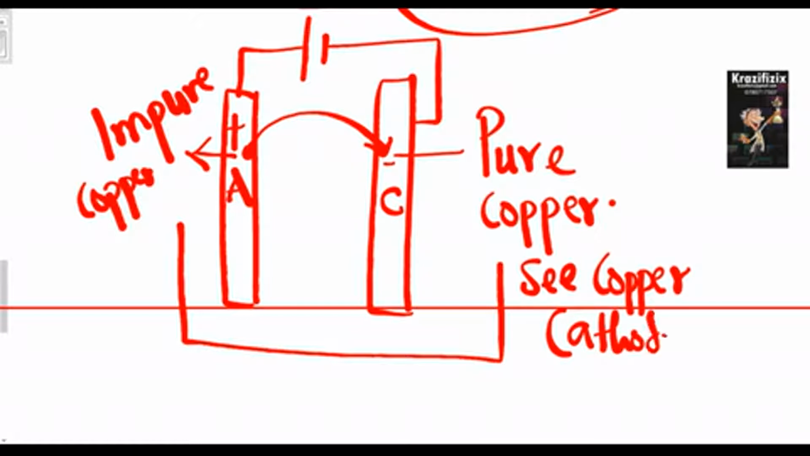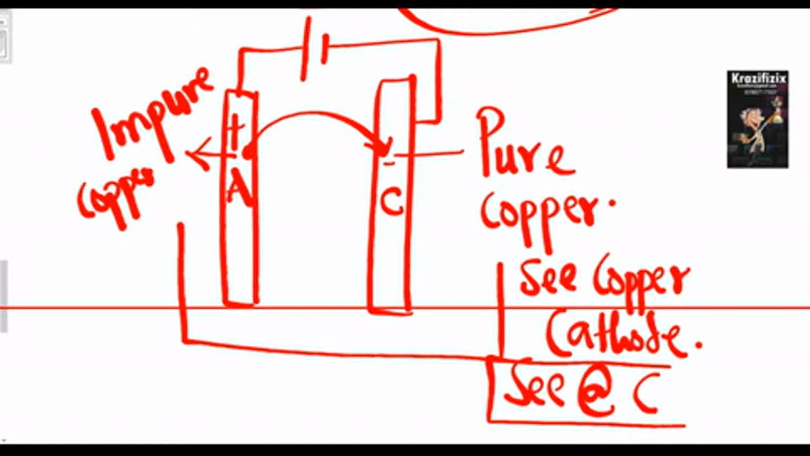So basically, can we say we see at C? That's Krazifizix already in action. We see at C. All right, we want to see copper. Remember, we wanted to see silver on the spoon, so we put it at C, at our cathode. We see at C. Good.